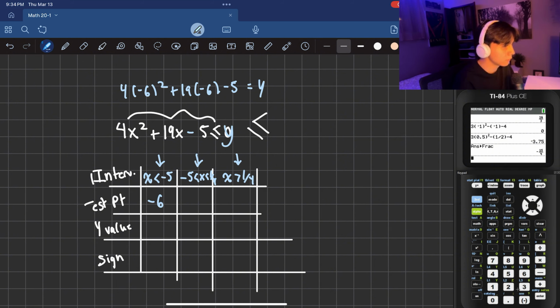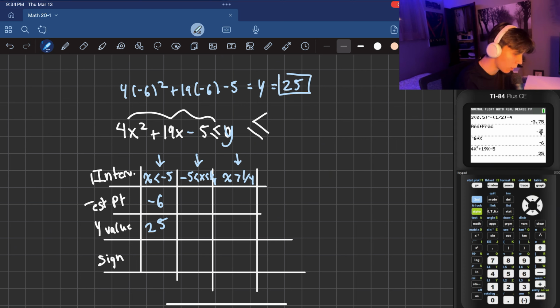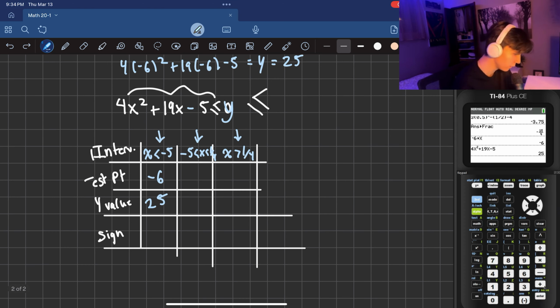So you get 4x squared plus 19x minus 5. When you plug that all in, that gives you a y value of 25. So again, we're just writing this down, and we're going to look at the sign of our y value. Since it's not a negative and it's a positive 25, we just have a positive sign here.